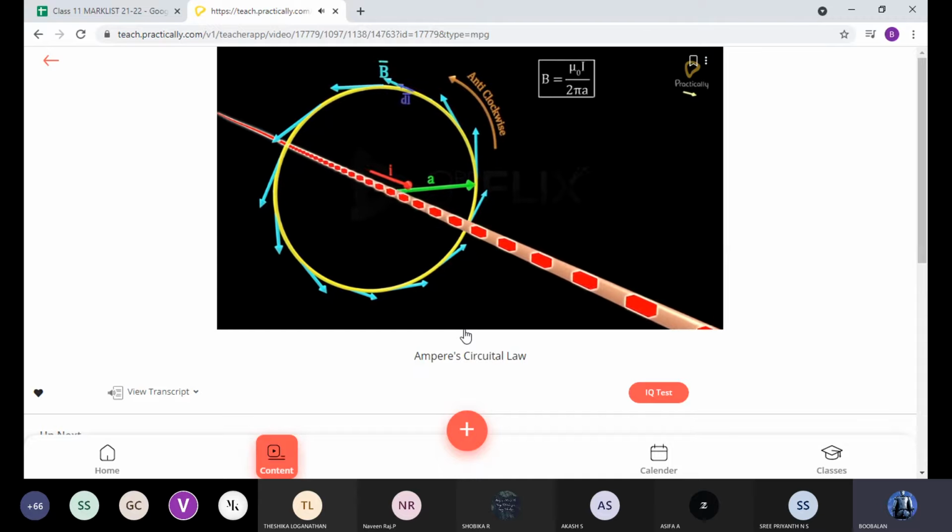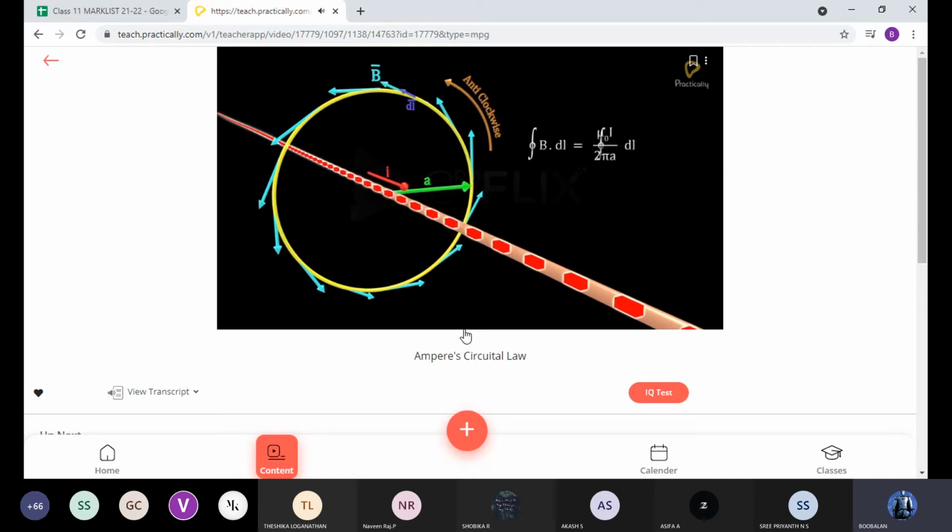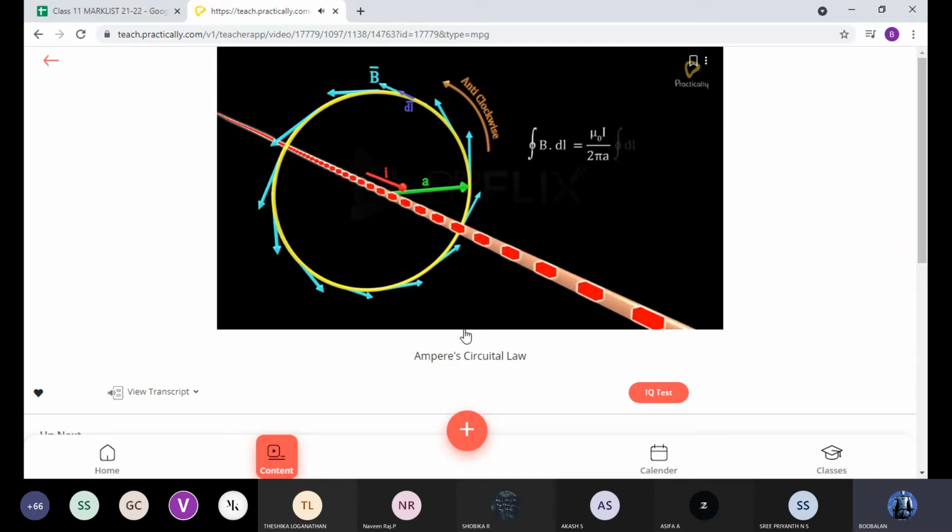B and dl have the same direction everywhere on the circle. The line integral of B around the circle is mu naught I by 2 pi a times the line integral of dl. The integral of dl is the length of the circumference of the circle, 2 pi a. So the integral of B dot dl is equal to mu naught I. This is the same result as stated by Ampere's law.